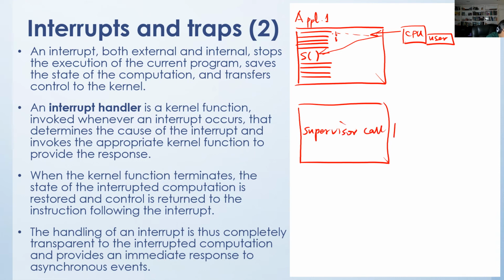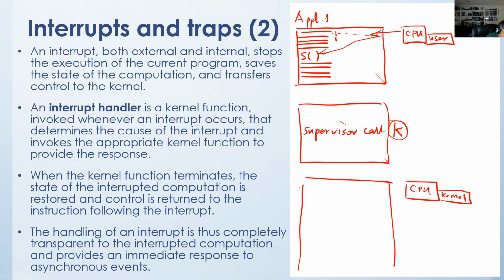Remember, the supervisor call uses the index, right? So index K. Okay. So then the supervisor call is going to switch the CPU to the kernel mode in the kernel area. So this is a table which contains a whole bunch of indexes.